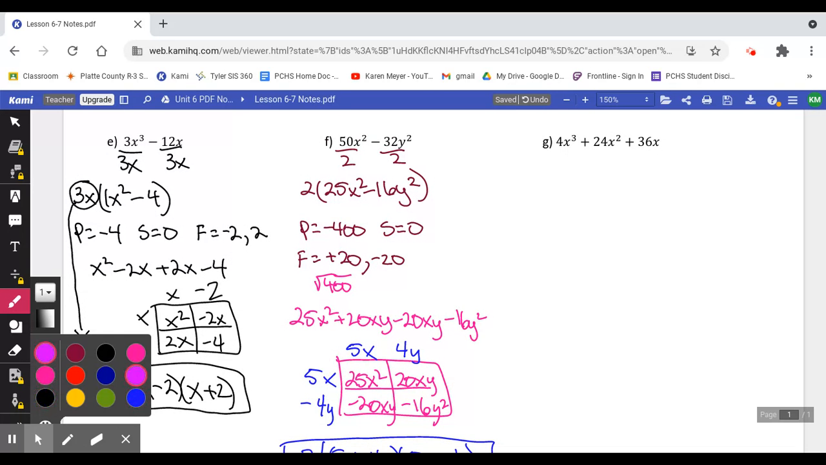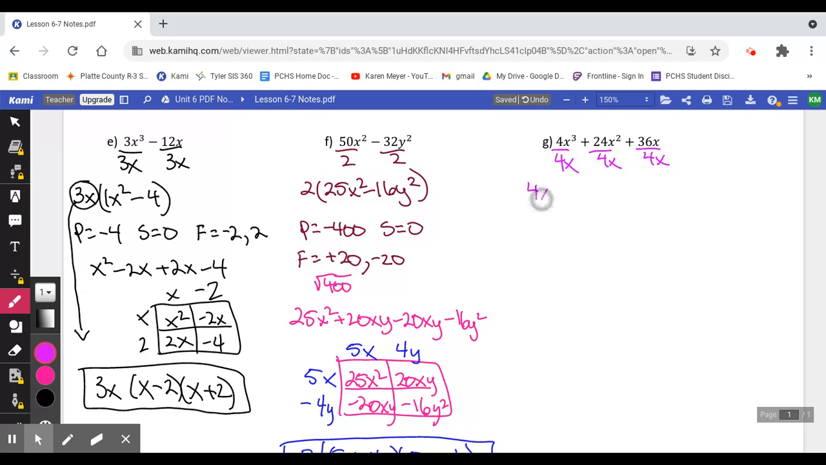Done. All right, last one. Does it have a GCF? Why, yes, it does. I notice each number can be divided by 4, and each term has an x. So I'm going to take out a 4x for my GCF, which will leave me with x squared plus 6x plus 9. So my product is 9. My sum is 6. So what multiplies for 9 that adds for 6? Hopefully everybody says 3 and 3.